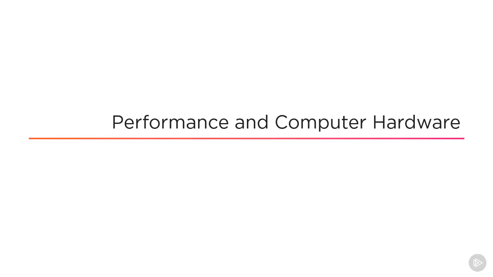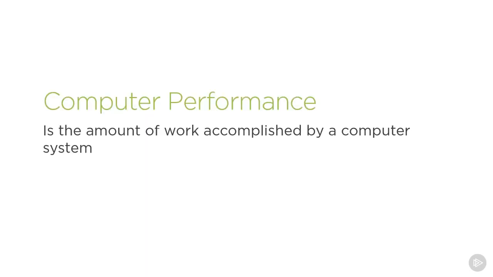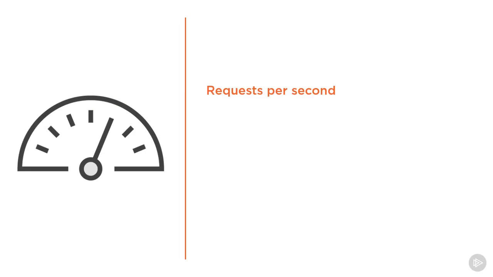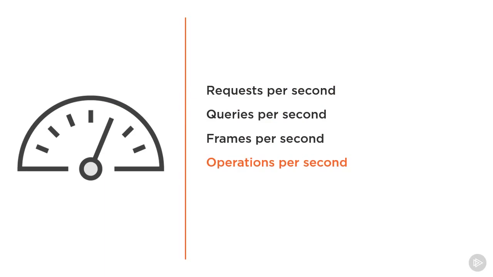One definition of computer performance is that it's the amount of work that is accomplished by a computer system. This work can be defined at varying levels of granularity. It could be requests per second, queries per second, frames per second, operations per second, etc. But in the context of this course and of this discussion, I would like to think of performance as the number of instructions that can be executed by a system within a given time period.